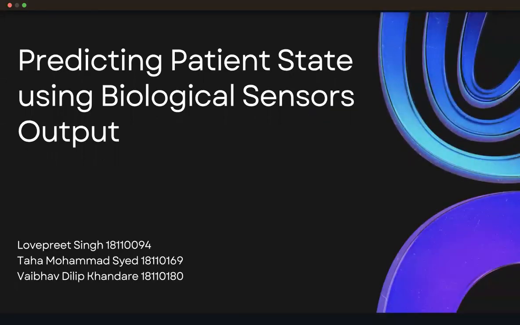So hello guys, myself Lovepreet Singh with my team members Taha and Vaibhav. Here we are going to present the model to predict patient state using biological sensor data.